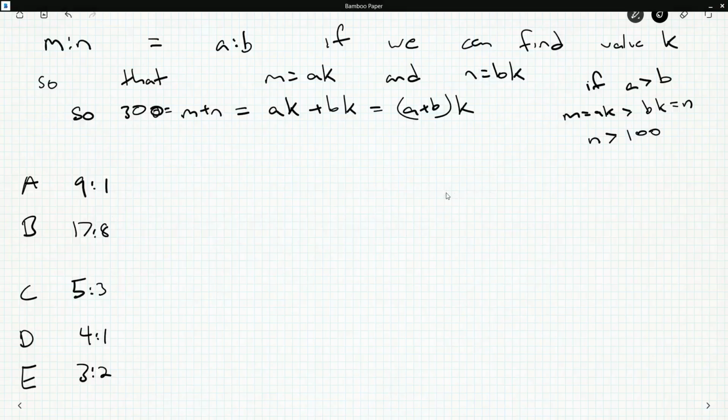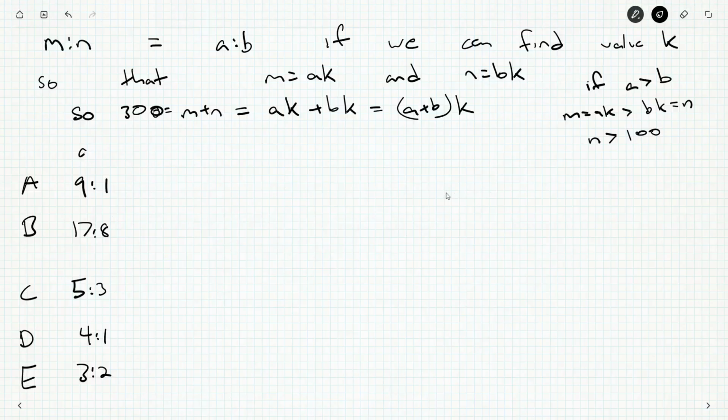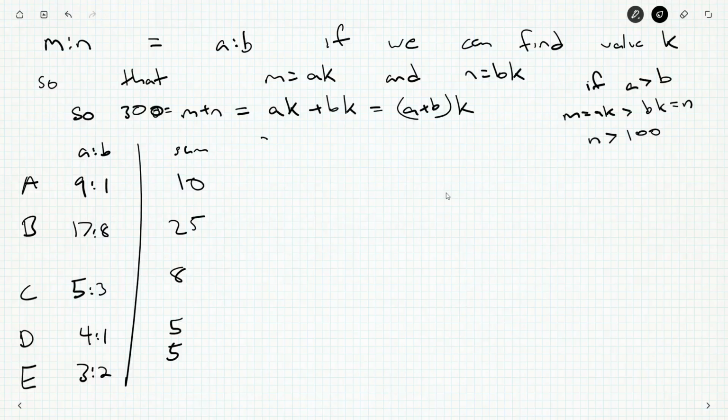So actually, let's do that. Let's do good practices. So here's our a to b column. Here's our sum column. So we get 10, we get 25, we get 8, and both of these are 5. So 300 divided by that sum, we're going to get 30. Down here, we're going to get 60s. 300 divided by 8 doesn't go evenly. 300 divided by 4 is 75. Divided by 2, again, is 37.5.